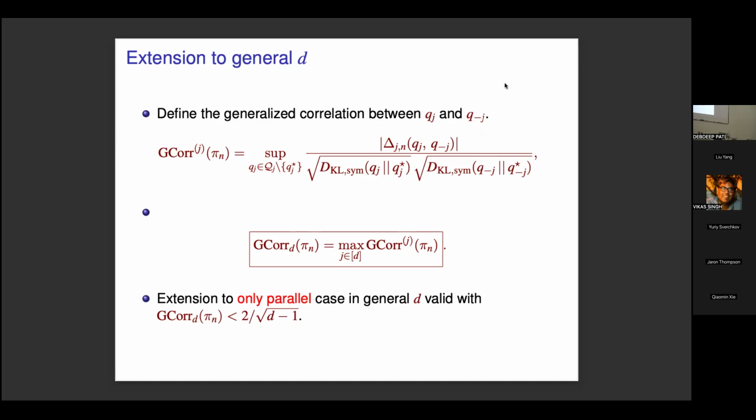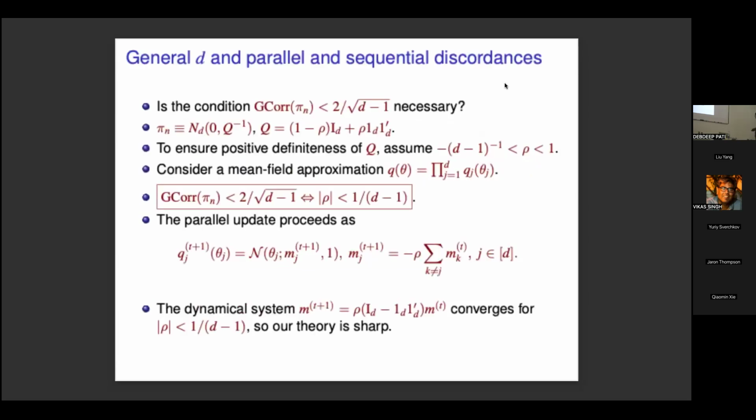And now what we can prove is that the results extend to the parallel case for general D only if the generalized correlation is less than 2 over square root D minus 1. Now, of course, the question is whether this bound is tight enough. And we have an example to show that it's actually tight.